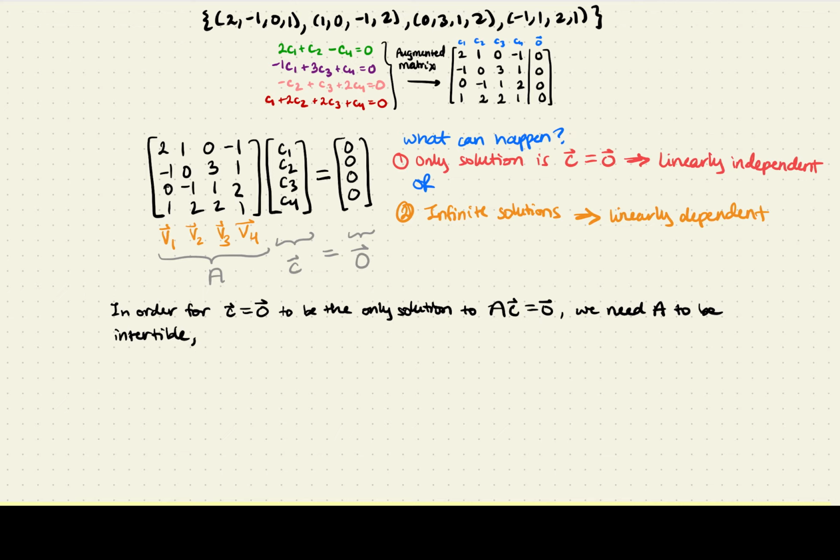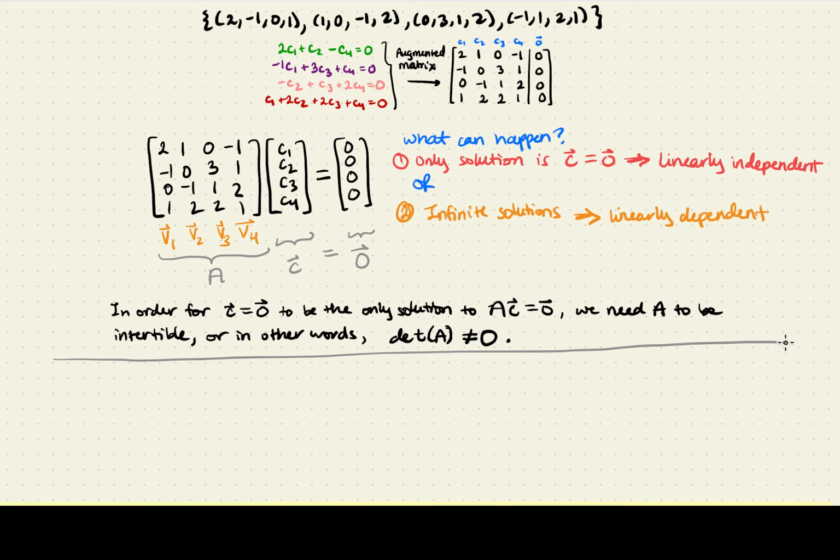In other words, the determinant of A would not be 0. That's from the invertible matrix theorem. So we can come up with a new strategy here. Make a little divider.